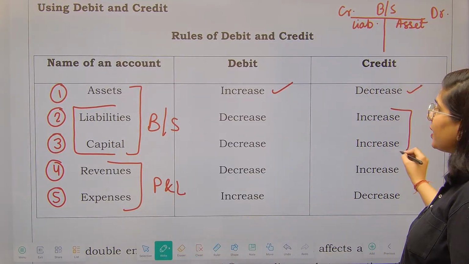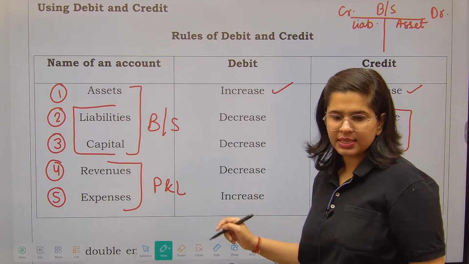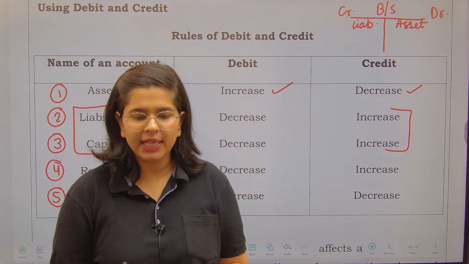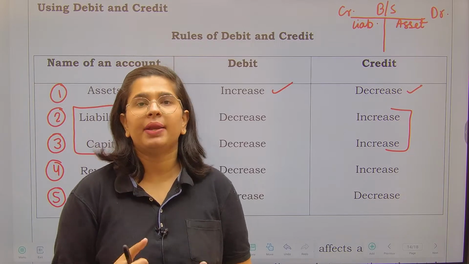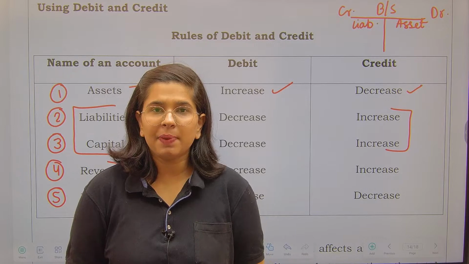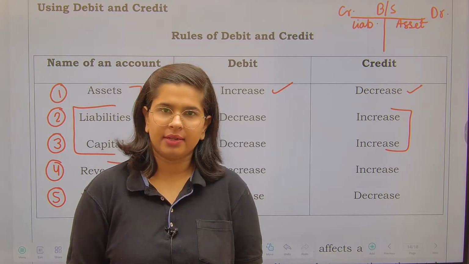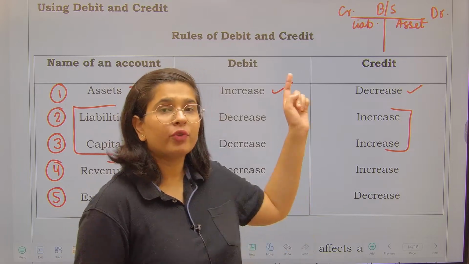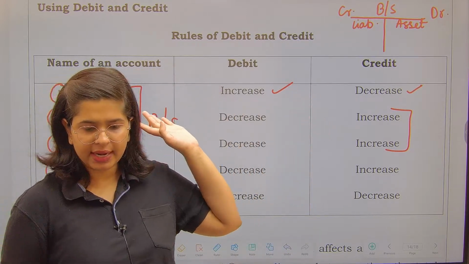Now, when we are talking about revenues and expenses, expenses are written on the debit side of the P&L. So whenever your expenses are increasing, debit them. Suppose I have to pay salary to my employees, that is an expense, so I am going to debit it. If an expense is to be increased, it has to be debited. Why? Because I have to write it on the debit side of the P&L.